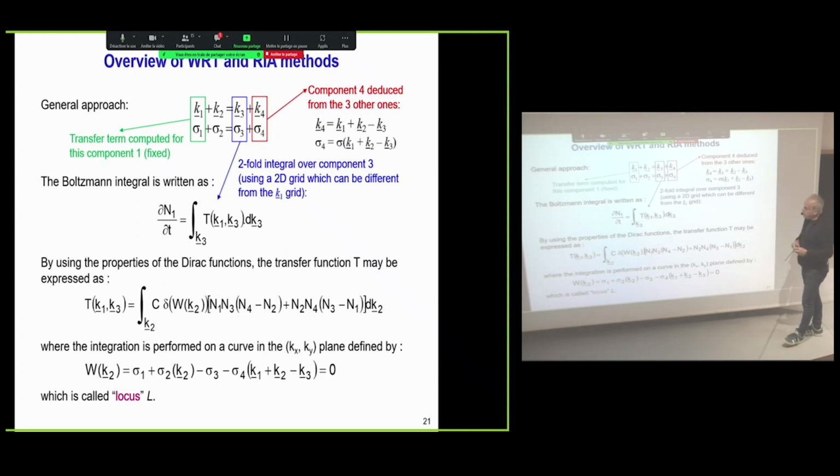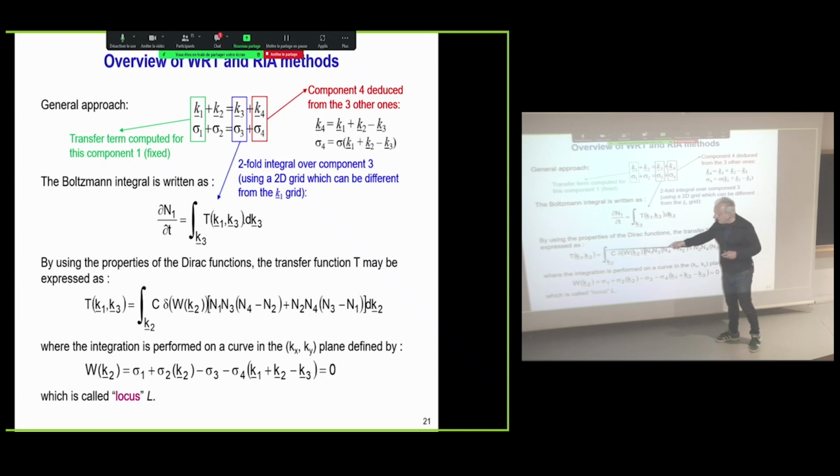Okay, and now we will integrate over all possible values of wave number 3. So the integral is simply rewritten in this way. This is the transfer term for component 1, as an integral over wave number 3 of this term, which I call T, which is a function of K1 and K3. And now K4 is given by that. And if we look at the expression of this term T, it reads like this.